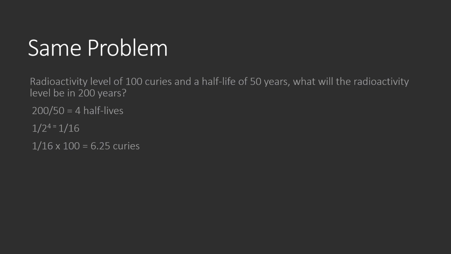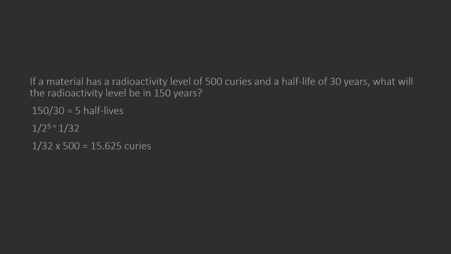Looking at that same example, we can also do this math by counting how many half-lives are in the original sample. So 200 divided by 50 is 4. So we can take 1/2 to the 4th, which is 1/16. So 1/16 of our original amount will tell us how much will remain after 4 half-lives, after the 200 years.